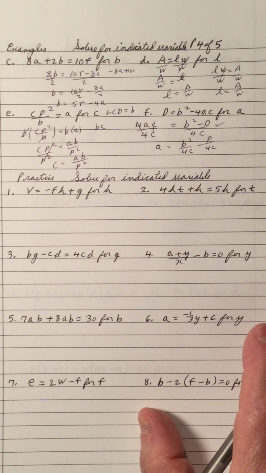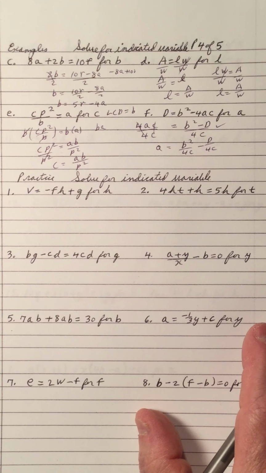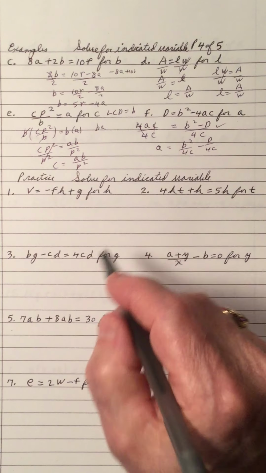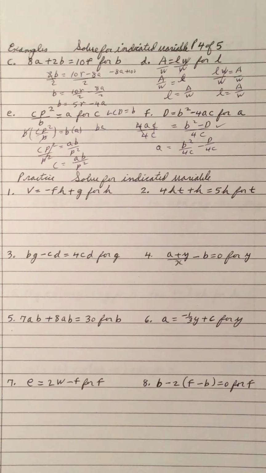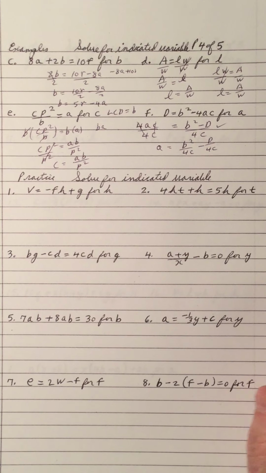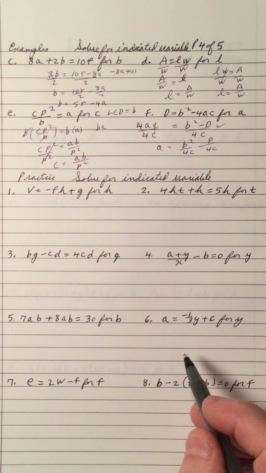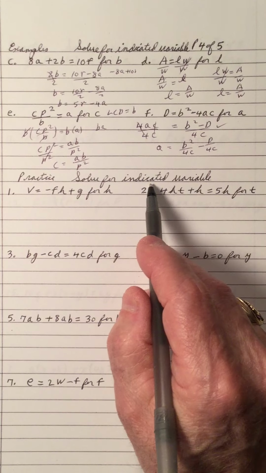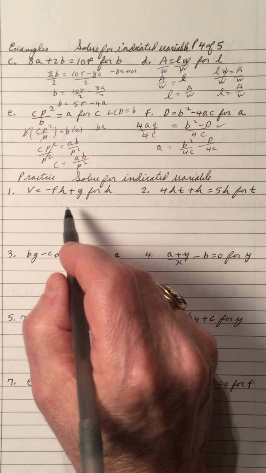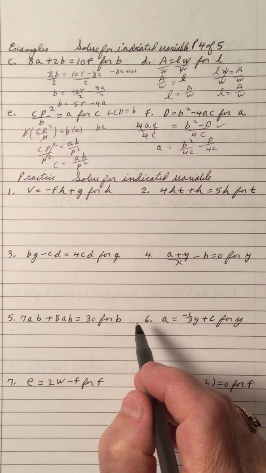Solving for the variable is something students find confusing. Practice with this makes perfect, and if you do make a mistake, find out where you made your mistake. We have a practice here, so work all these out to see if you can solve them right for the indicated variable. So for number 1, pause the video, work these out, and see what happens.